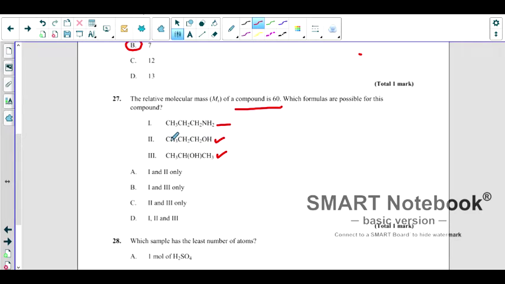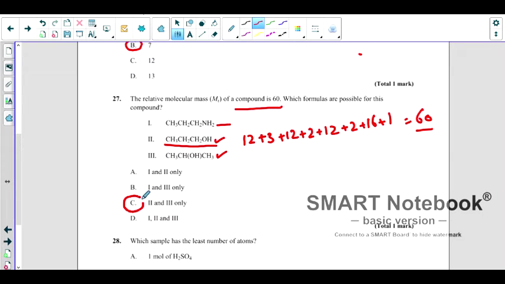You can just use the periodic table for the masses, like 12 plus 3 plus 12 plus 2 plus 12 plus 2 plus 16 plus 1, based on the atoms of the elements. You can get it. It should be equal to 60. This is 60, this is 60. So our answer is what? Our answer is 2 and 3.